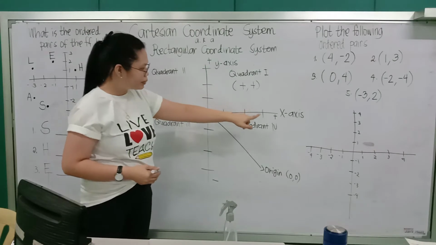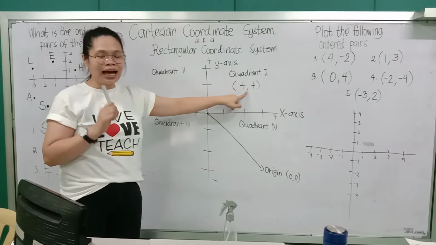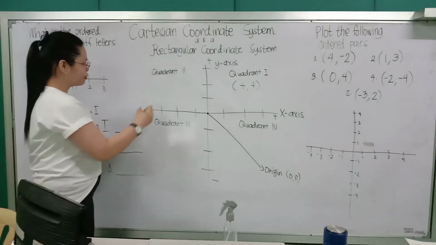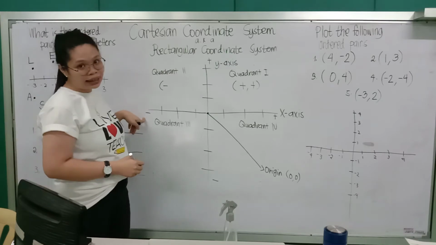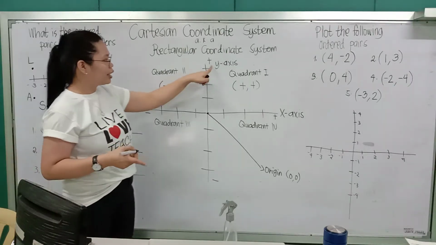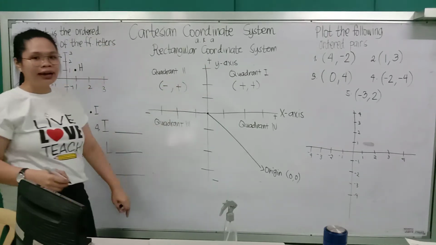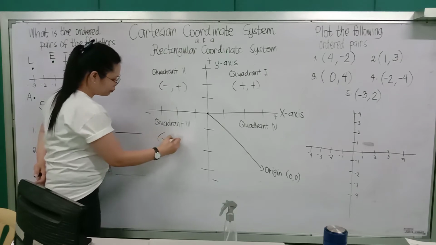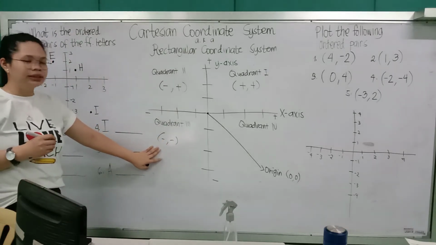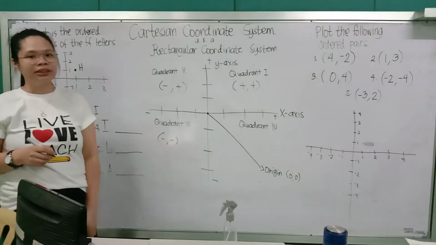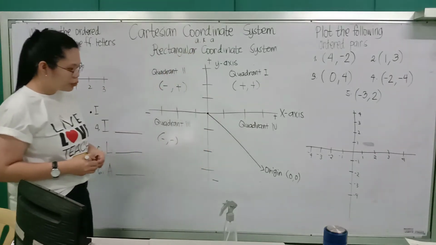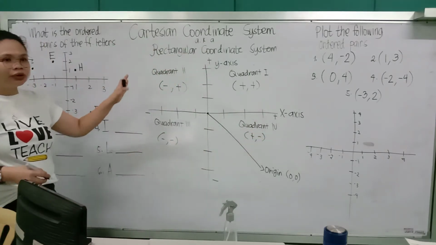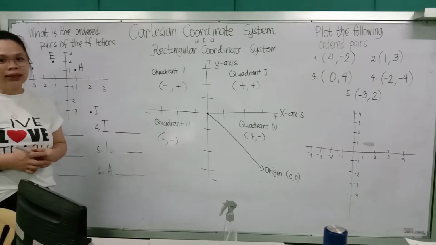The reason quadrant 1 is positive and positive is the sign that it has on the axes. Next, in quadrant 2, since our x is negative, it has a negative x-axis coordinate, and we have a positive y-axis. In quadrant 3, we have negative and negative, so both of the ordered pair are negative: x is negative and y is also negative. Whereas in quadrant 4, we have positive and negative. That is the composition of signs of each quadrant.